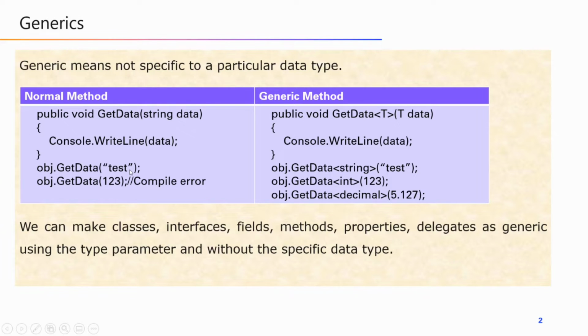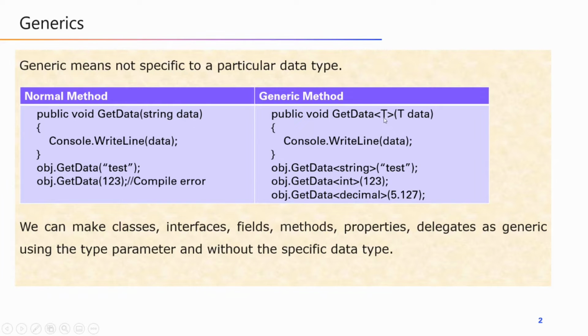If we want to pass an integer or float value, we have to change this method or create another method, because this getData method is tightly coupled with the string type. By using generics, we can write this method to work with any data type. To make this method generic, specify the type parameter inside angle brackets and use the generic type in the argument.